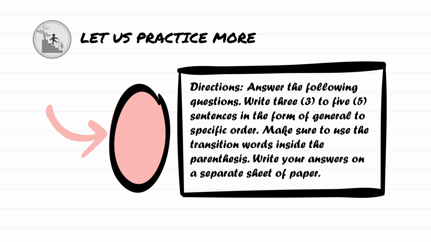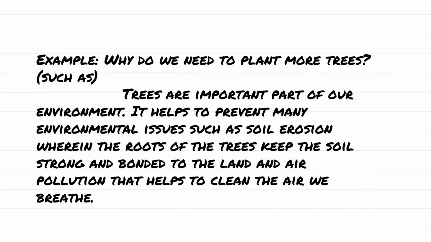Directions: answer the following questions with 3 to 5 sentences in the form of general to specific order. Make sure that you will use the transition words you learned today inside the parentheses. Write your answers on a separate sheet of paper. Example: why do we need to plant more trees? Use the words such as. Okay, I believe you can do this.